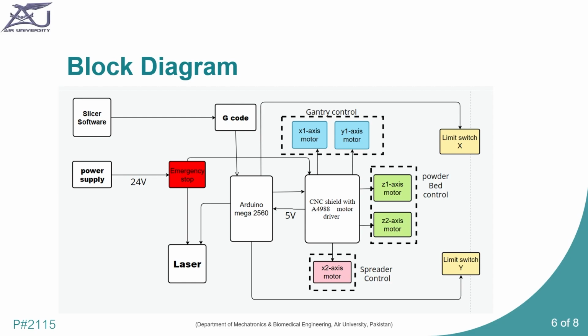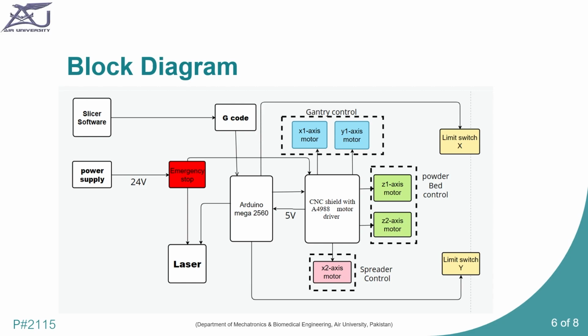In this block diagram, as you can see, a power supply is connected to an emergency stop, which is then connected to this CNC shield. It provides the required amount of power for the CNC shield to work, which is then transferred to the Arduino at 5 volts for the Arduino to work. A slicer software then generates a G code, which is then sent to the Arduino Mega. The Arduino Mega then activates the CNC shield and sends the commands, which are then transferred to the motors.